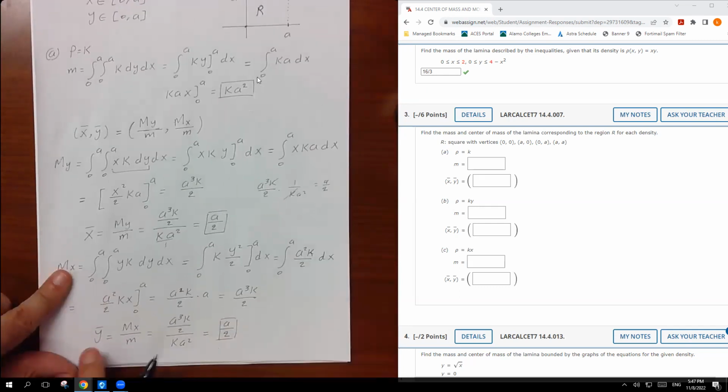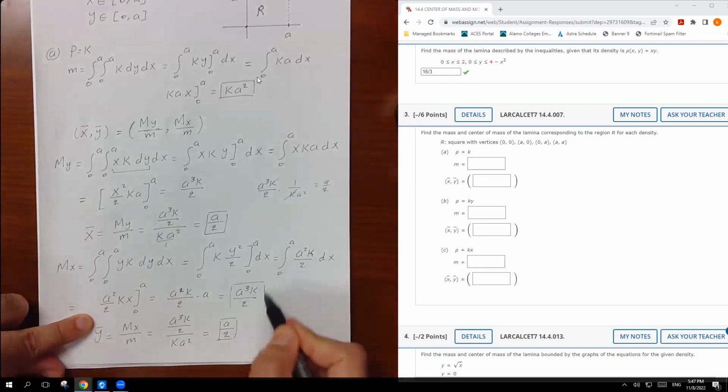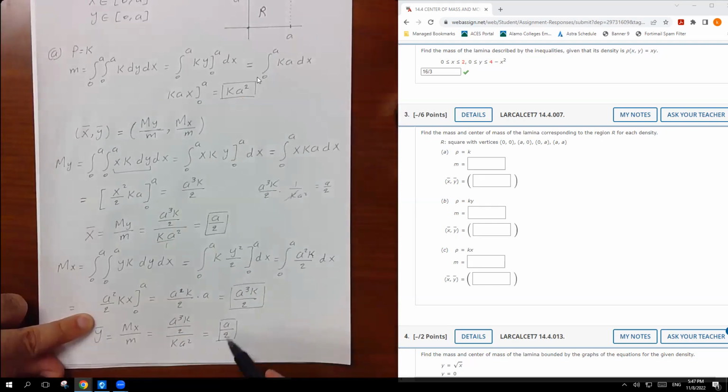That means y-bar is going to be M sub x over M, which is a cubed k over 2, which is the M sub x divided by M. So here is M sub x divided by M, which is this one. So the result is going to be a over 2.